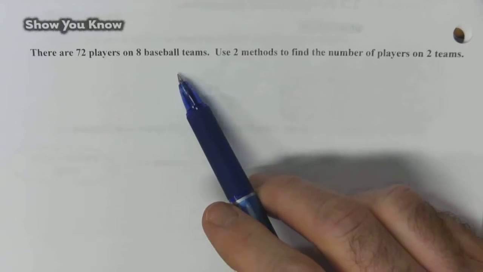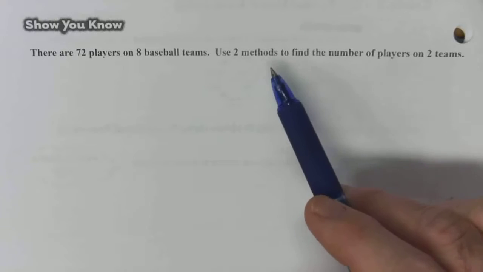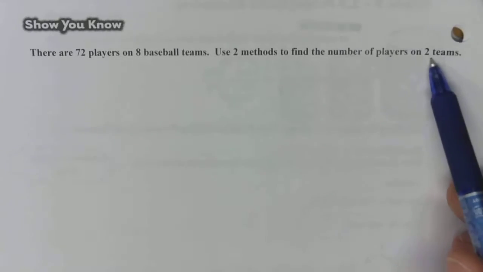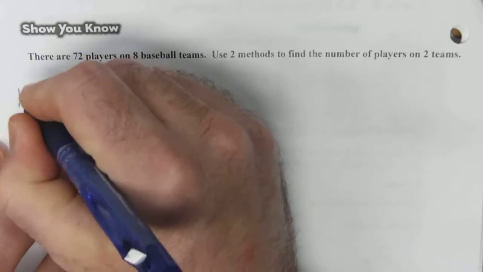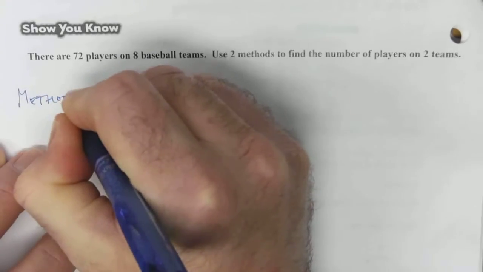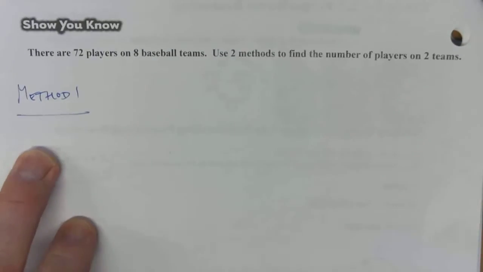We're told that there are 72 players on 8 baseball teams. Use two methods to find the number of players on 2 teams. So, method 1 is using the unit rate.